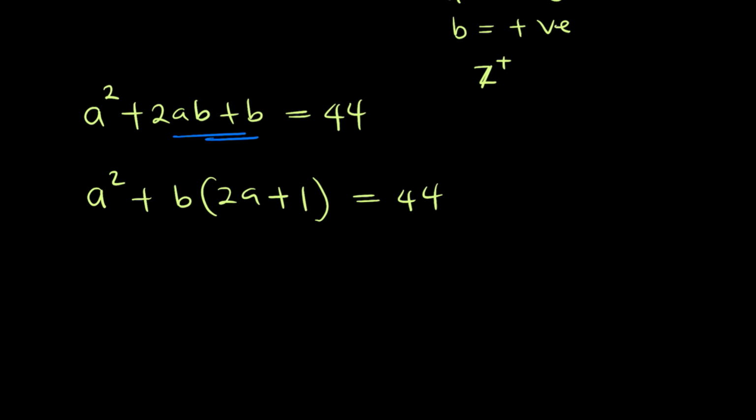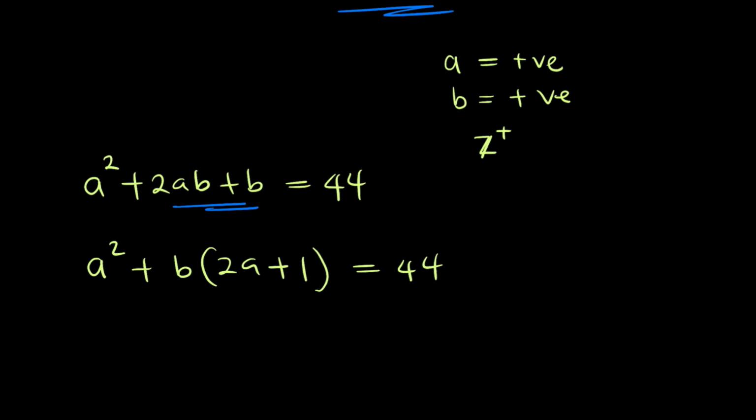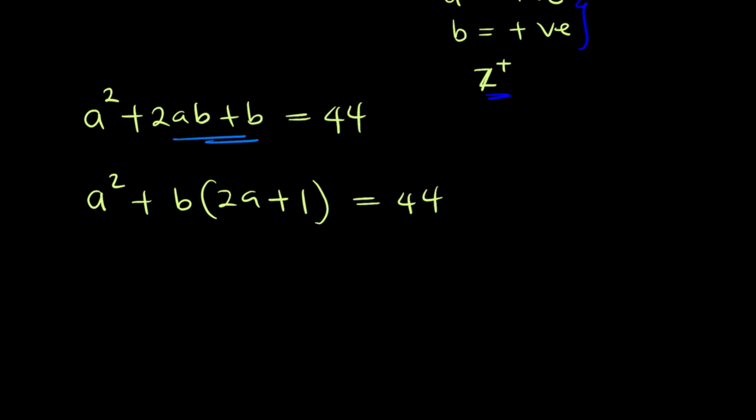Now, going back to the conditions given, the values have to be positive and they have to be integers. If we make b the subject of the formula in this problem, we are going to have b is equal to 44, transfer a squared to the right hand side, 44 minus a squared, and then divide by 2a plus 1. So this is our value for b.